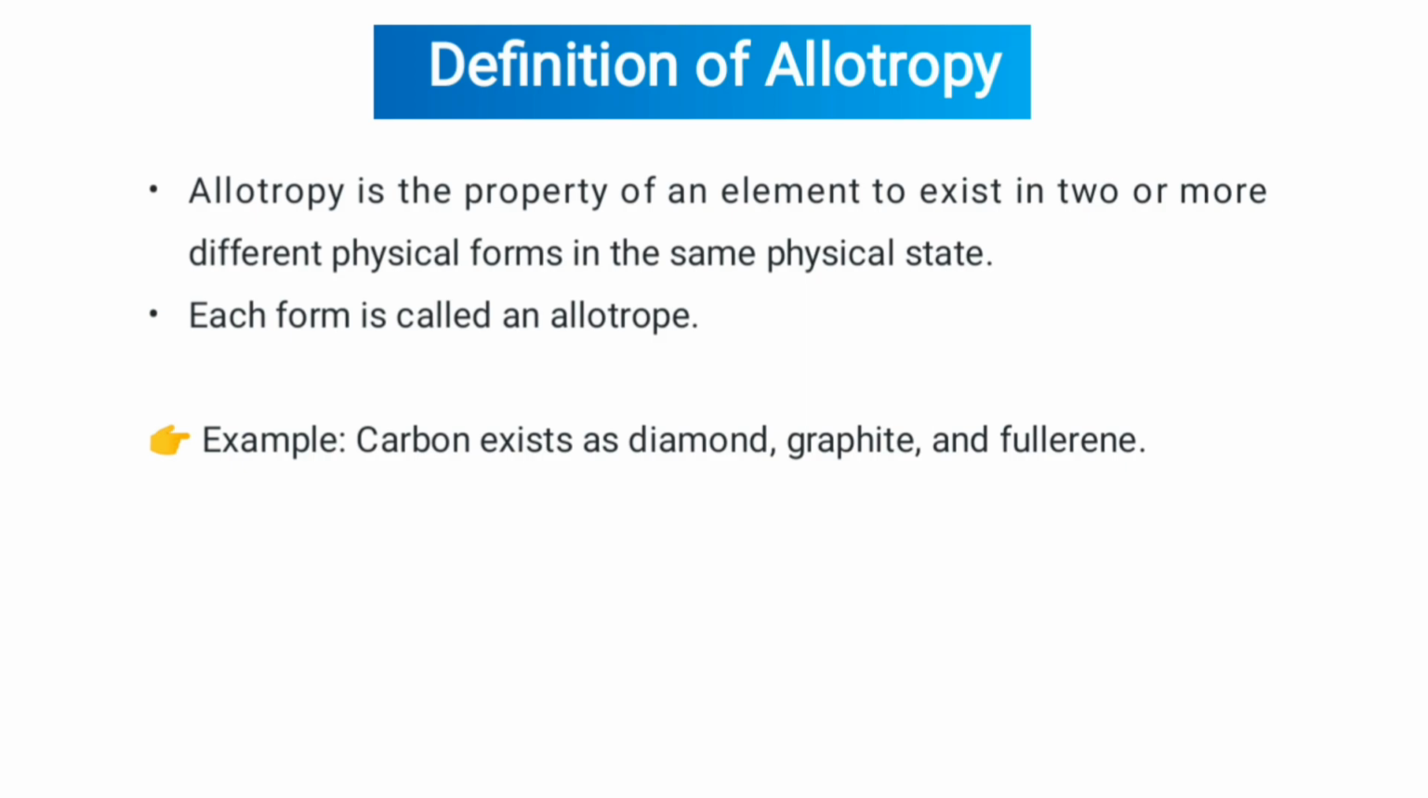The first one, definition of allotropy. My dear student, allotropy is the property of an element to exist in two or more different physical forms in the same physical state. Each form is called an allotrope. Example, carbon exists as diamond, graphite, and fullerenes.